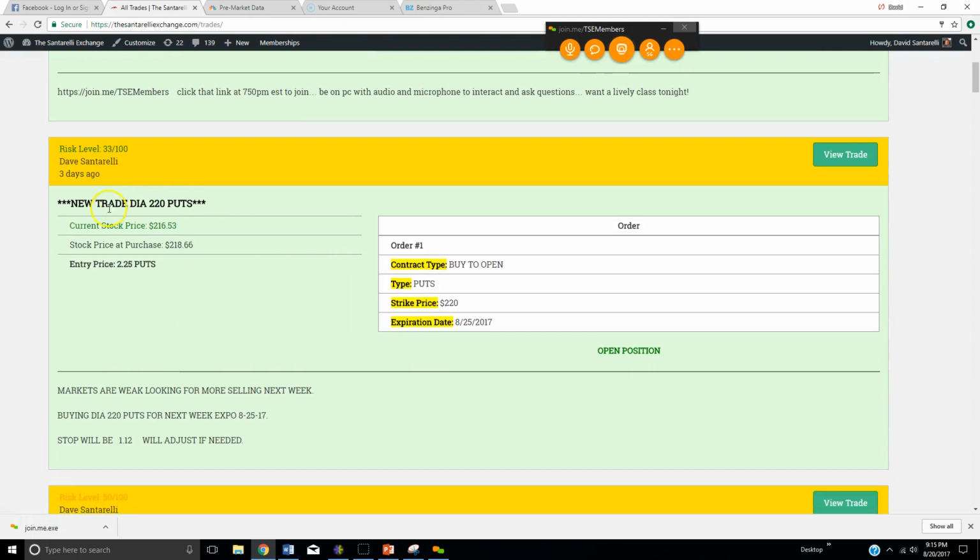Like on Thursday, we made a trade. We bought the DIA 220 strike puts for this week's expiration. We paid an entry price of 2.25. Al put this here. He shouldn't have put that there.